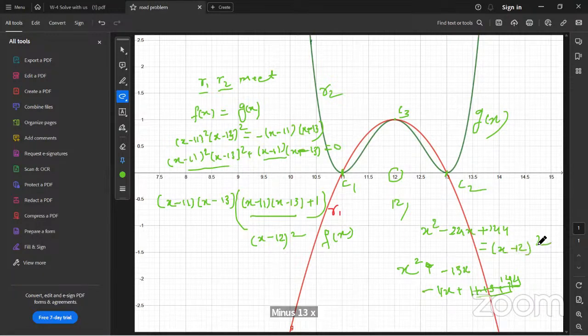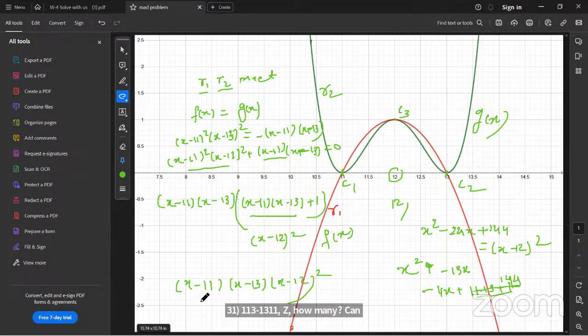X minus 12 whole square. That's what it is: X minus 12. So this thing will become this. Now from here we know that x equals 11 and x equals 13 will give me two cities, because I am saying the point of intersection of these two roads means the roots of this polynomial will give me the position of cities. So what are the roots of this polynomial? X equals 11, 13 and 12.